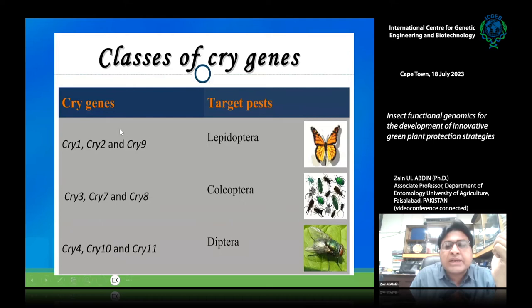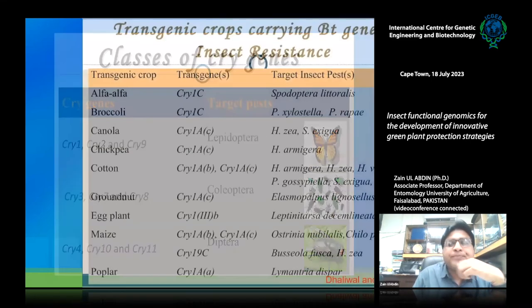Likewise, Cry3, Cry7, and Cry8 are effective against the Coleopterous insects. Beetles and weevils belong to that order. And Cry4, Cry10, and Cry11 are effective to control flies and mosquitoes. They belong to the order Diptera.